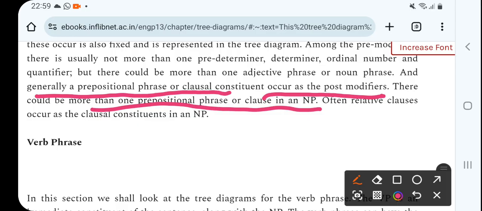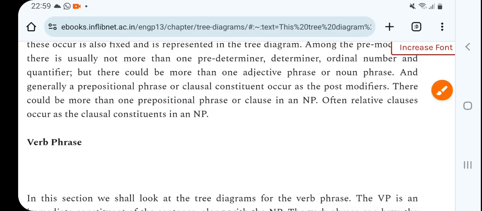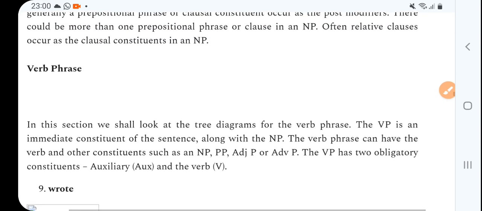Okay. Often relative clauses occur as the clausal constituents in an NP. Relative clauses means, for example, the girl who is my daughter. So "who is my daughter" is a relative clause. Okay, so that is something about the noun phrase.